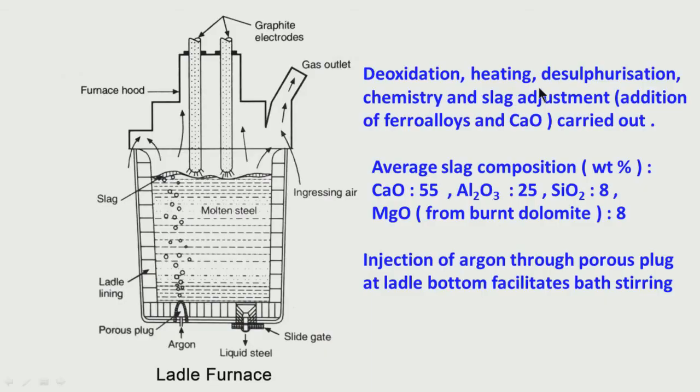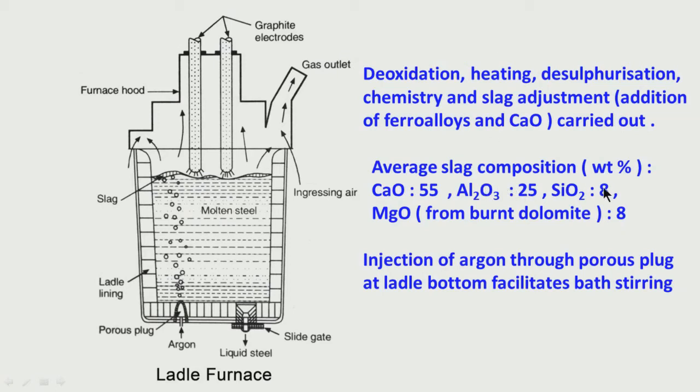So, what else is possible? Then you have to add some aluminum for getting good deoxidation. So, deoxidation, heating, desulfurization, chemistry and slag adjustment, adding ferroalloys and coke, all these are carried out in ladle furnace. Everything is possible in ladle furnace except degassing. Degassing is not possible because it is not under vacuum. So, except degassing, deoxidation is possible, heating is possible, desulfurization is possible, chemistry adjustment is possible.